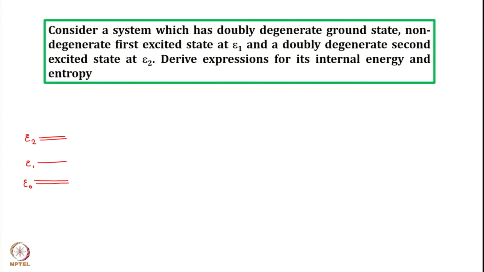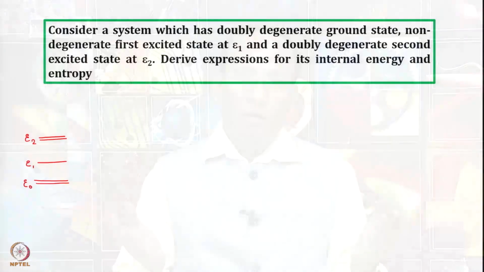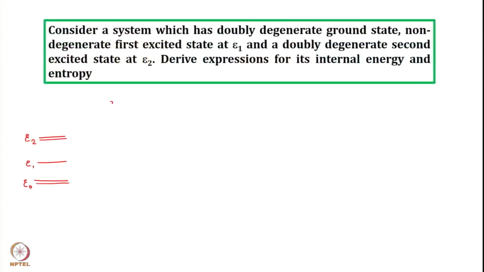Whether you want to derive an expression for internal energy or you want to derive an expression for entropy, we first need an expression for its partition function. Let us write down an expression for its partition function. Partition function is summation over j, gj exponential minus beta Ej.